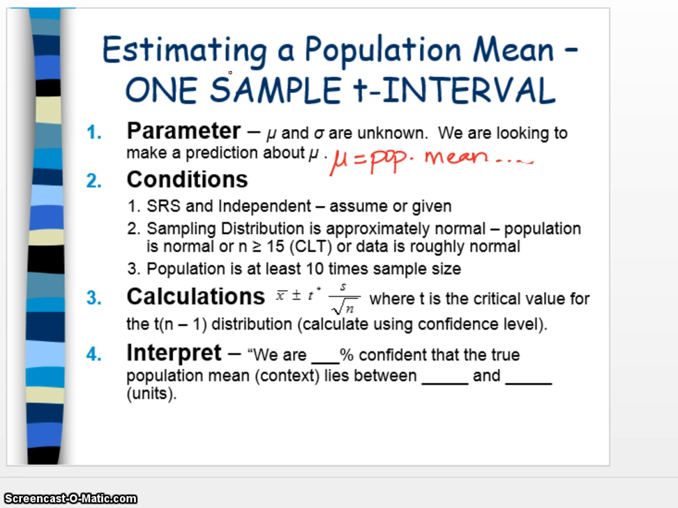whatever it is. Conditions. First one is the same as with proportions. Needs to be a simple random sample. Two, the sampling distribution is approximately normal because either the population is normal or n is bigger than 15 from the central limit theorem. That is new. That's because we're using t, and so 15 is just big enough. Remember we talked about it just needs to be big enough. Or the data is roughly normal, and then the population is at least 10 times the sample size.